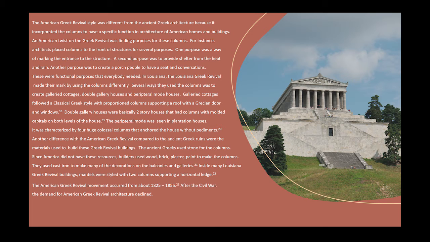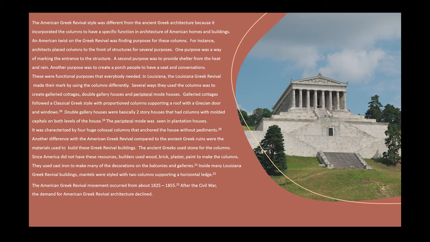The American Greek Revival style was different from Greek architecture because it incorporated the columns to have a specific function. Homes and buildings in America with a Greek Revival twist were finding purpose for the columns. For instance, architects placed columns at the front of the structure for several purposes. One purpose was to mark the entrance to the structure, and another was to provide shelter from the heat and rain. Another purpose was to create a porch for people to sit and have conversation. These were functional purposes that everybody needed in Louisiana.